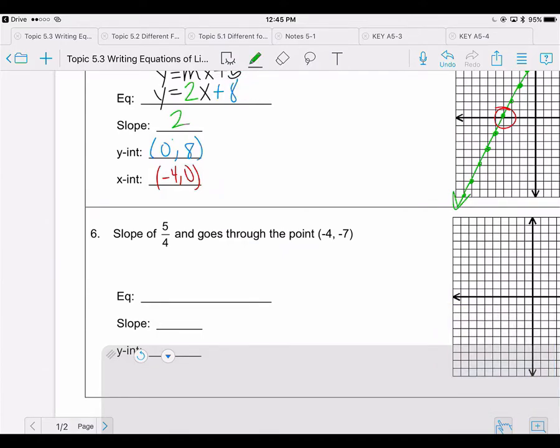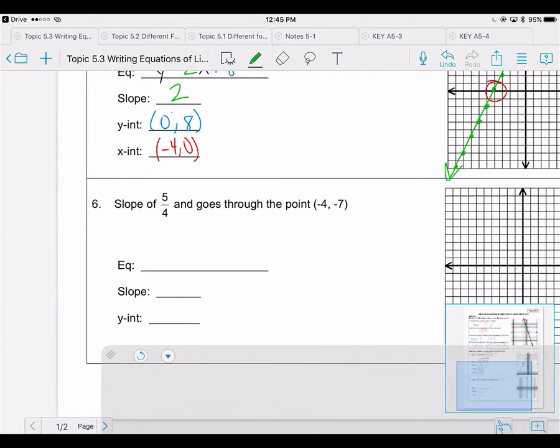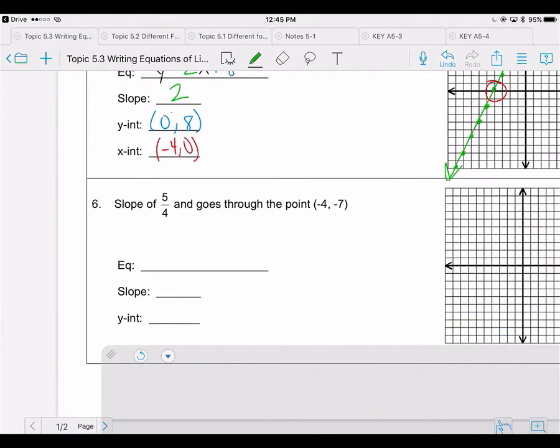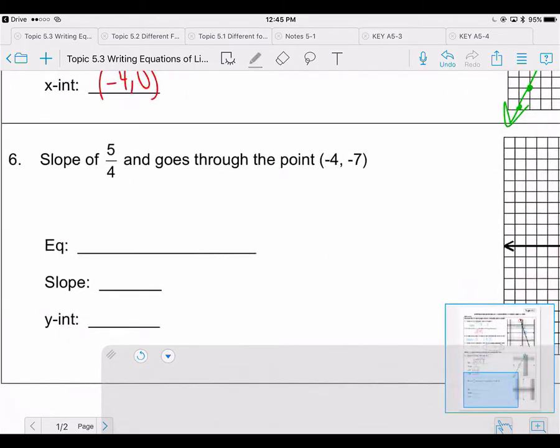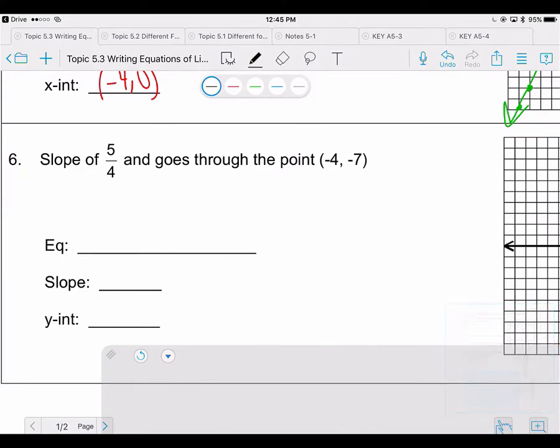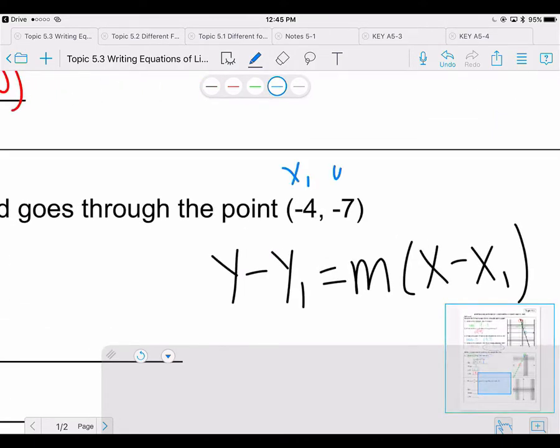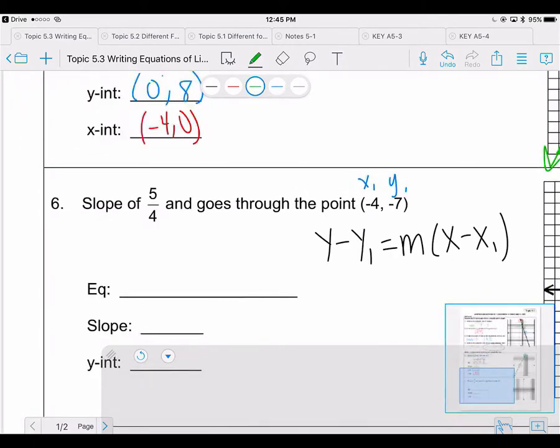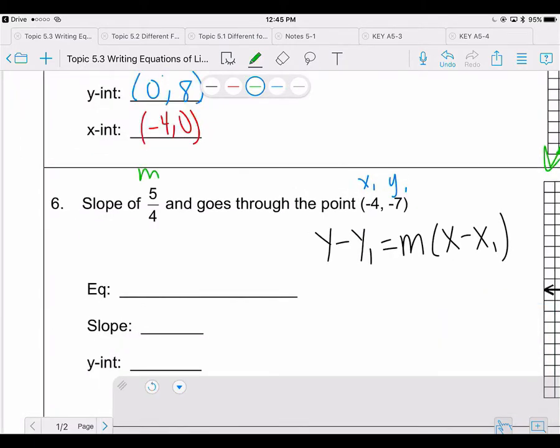For problem 6, we are given a slope and it goes through the point (-4, -7). So remember, we can convert if we want to. We have y - y1 = m(x - x1). So we label our point (x1, y1). We're given the slope of 5/4.